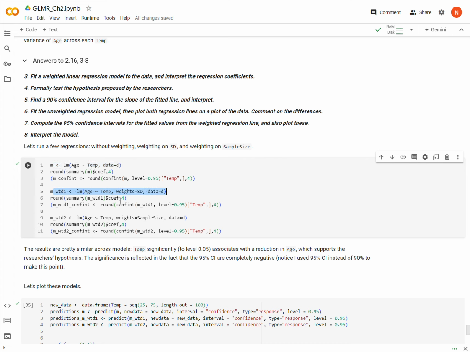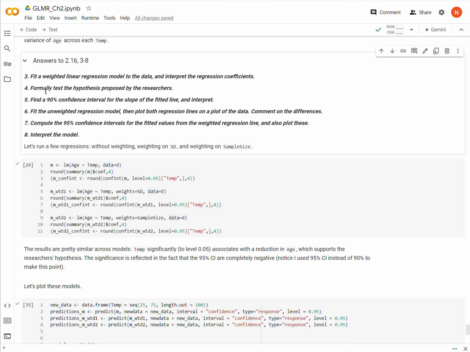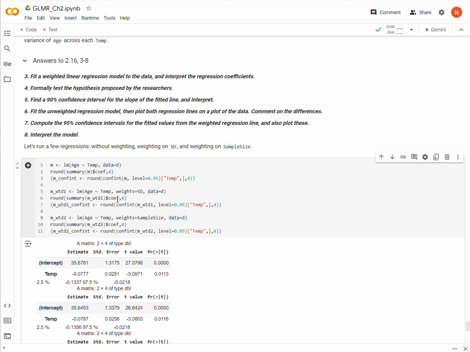I'm going to do an unweighted version, a weighted version where I'm weighting on standard deviation, and then another weighted regression where I am weighting based on sample size. Now, standard deviation and sample size should be roughly related, right? Because the greater the sample size, the less the standard deviation. But anyway, we're going to test the hypothesis that was proposed by the researchers, namely that colder months tend to lead to delayed crawling age. Okay, so let's do that here.